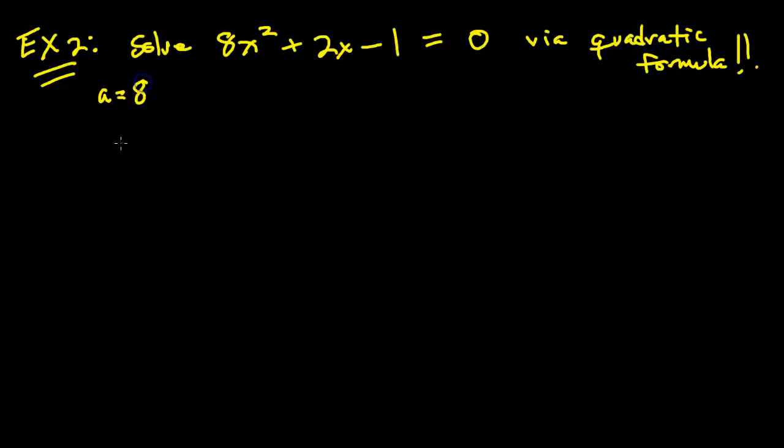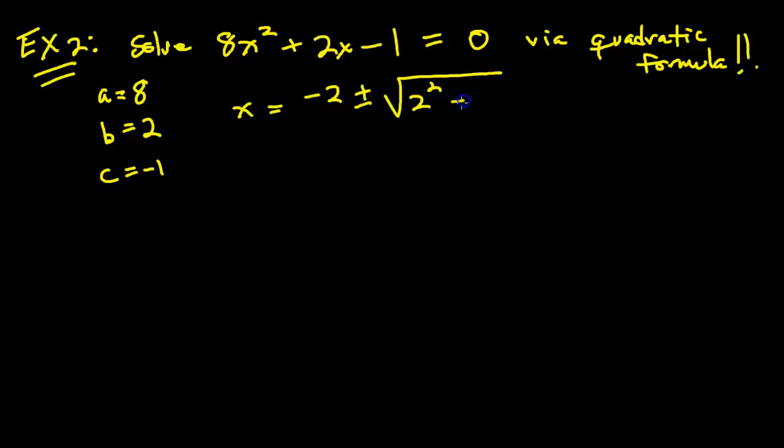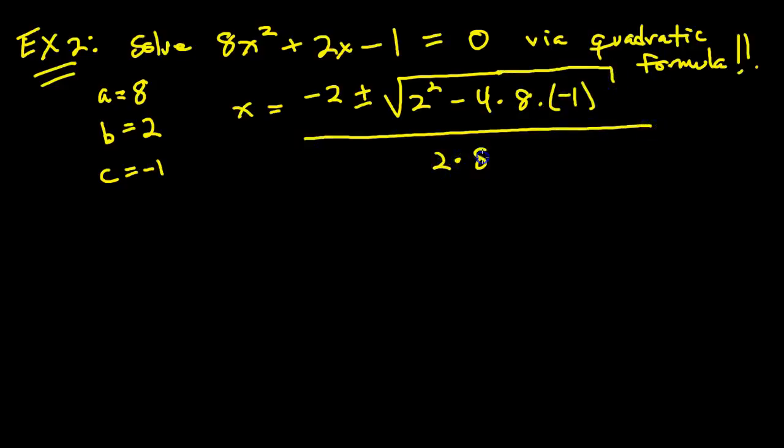So my lead coefficient a is 8. My b value, my x coefficient, is 2, and my c is negative 1. Be sure you include that negative sign. So the quadratic formula says if ax squared plus bx plus c equals 0, then x equals minus b plus or minus the square root of b squared minus 4 times a times c, all over 2a, 2 times a.